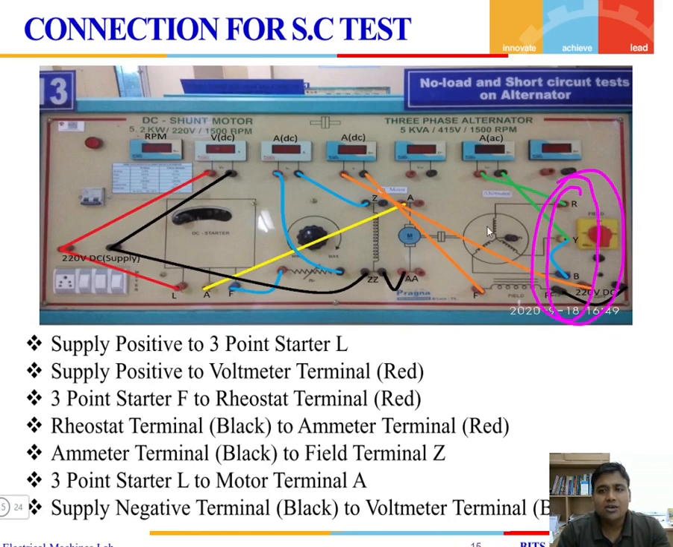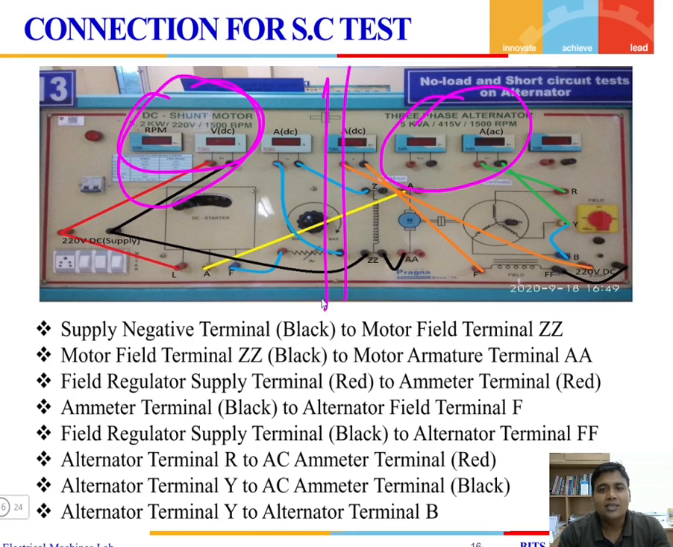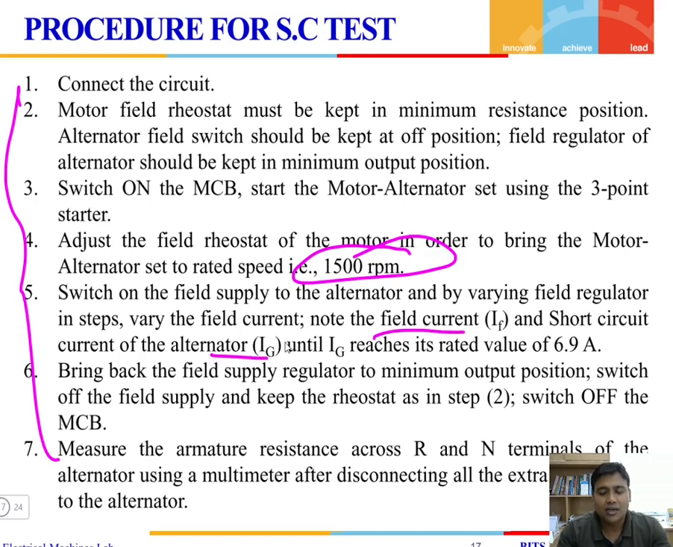R, Y, B, instead of connecting a voltmeter, we are going to connect an ammeter for the short circuit test after doing the proper connection, whereas the DC motor connection will not change. The only change will be in the three-phase alternator, and the operation will remain the same except for the connection. So here also we are going to do the same type of connection, bringing the motor speed to 1500 rpm, and then instead of voltage we are going to measure the current.